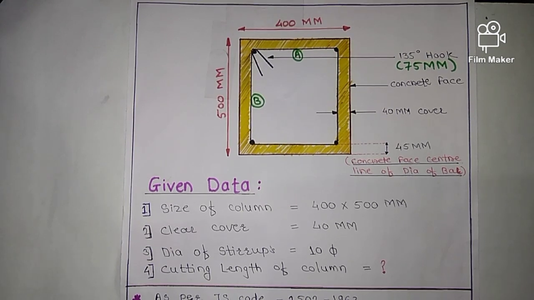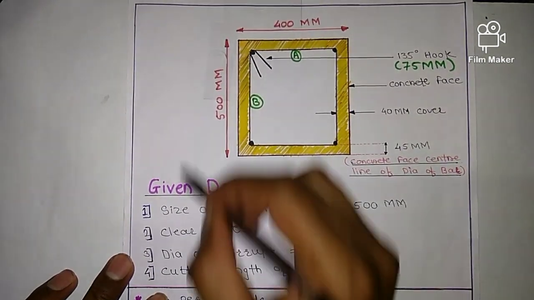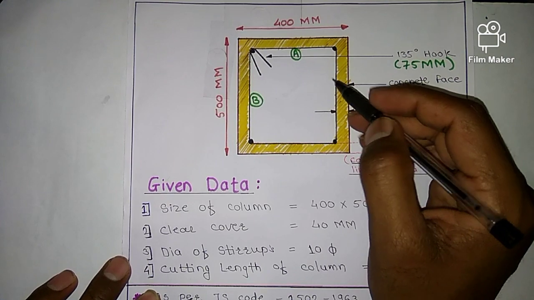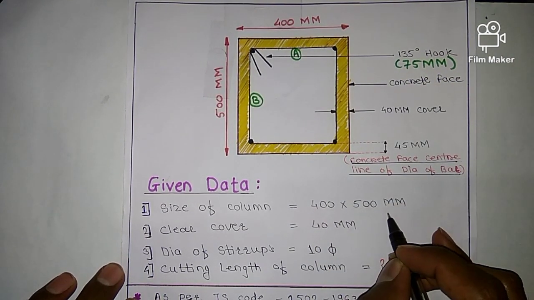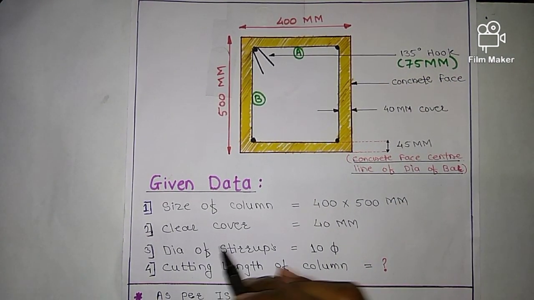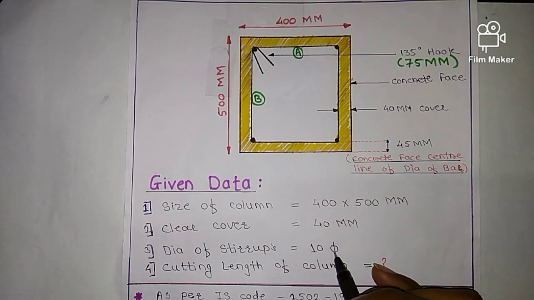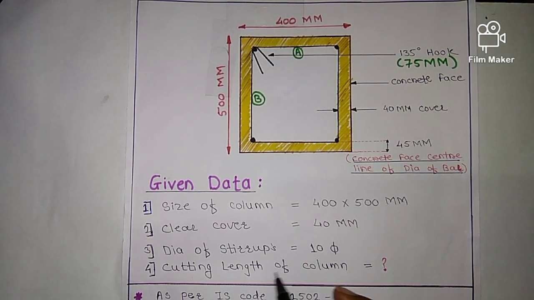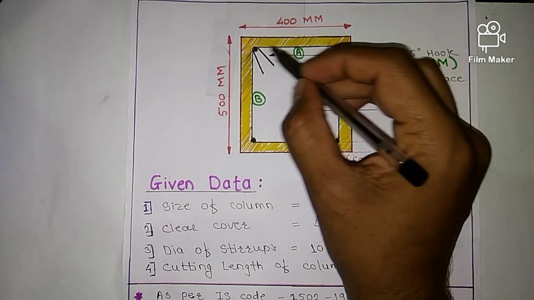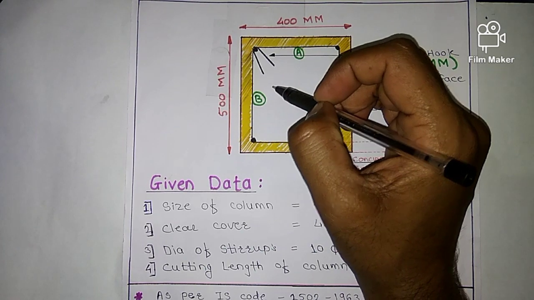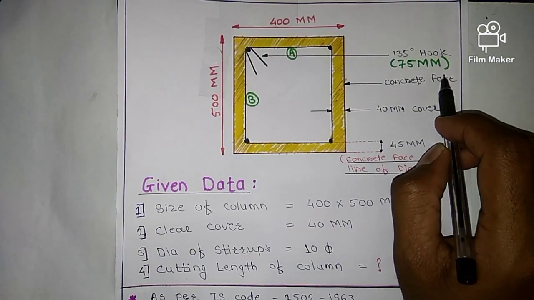Hello friends, today we are going to calculate the cutting length of a rectangular stirrup. So friends, we have this figure of a rectangular column of size 400 into 500 mm with clear cover 40 mm, diameter of the bar 10 mm. We have to calculate the cutting length of a column. So let's see. And this type of stirrup we call a 135-degree hook stirrup.